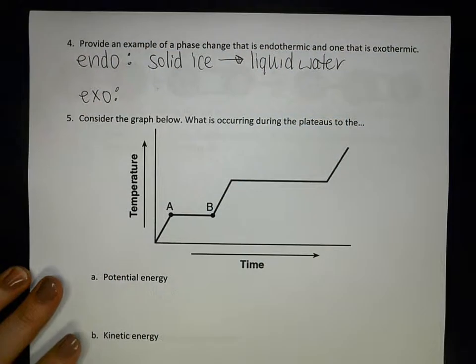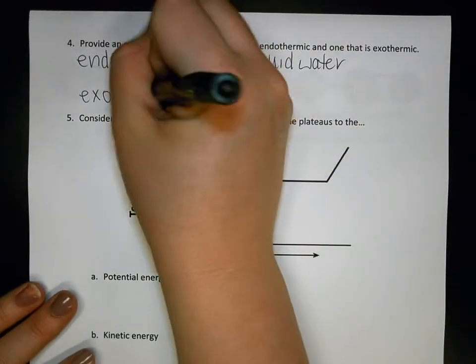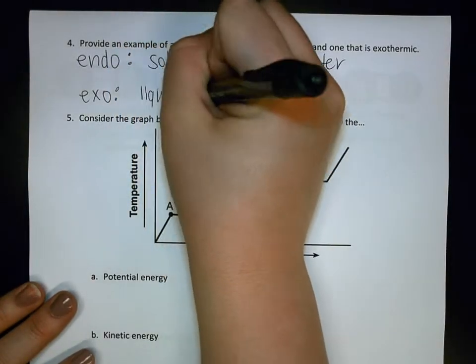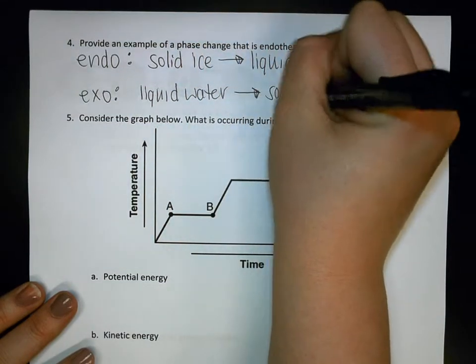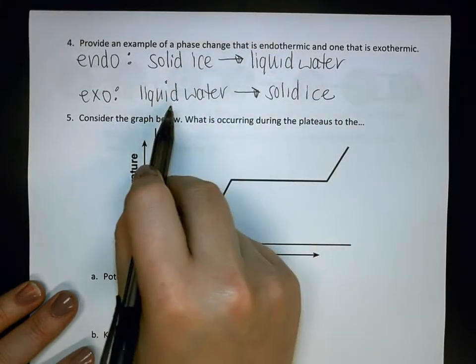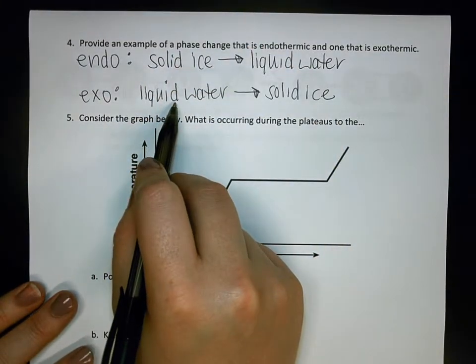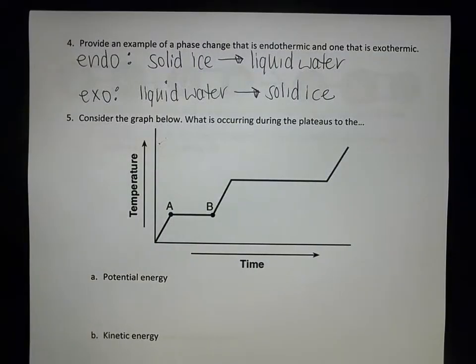Exothermic is any time where we are losing energy or getting rid of energy. So if we were to use the same example, that would be the opposite. That would be going from liquid water to solid ice. In this case, we're starting with water, and the water's got to cool down. It's got to lose energy in order to become solid ice. So that would be exothermic.